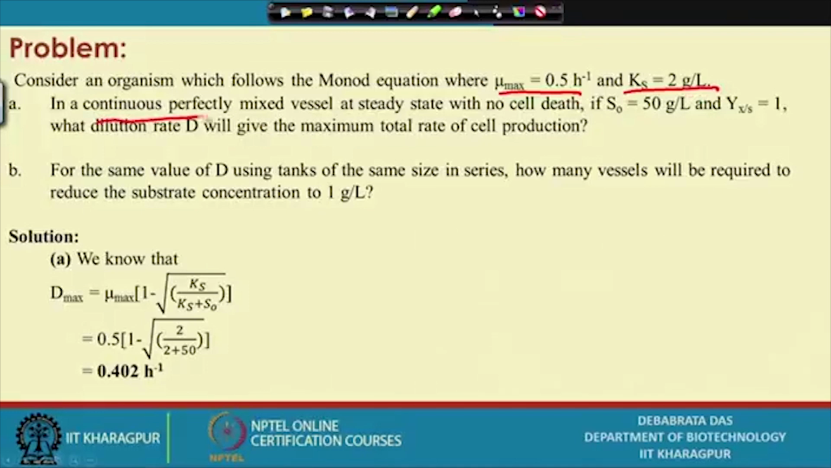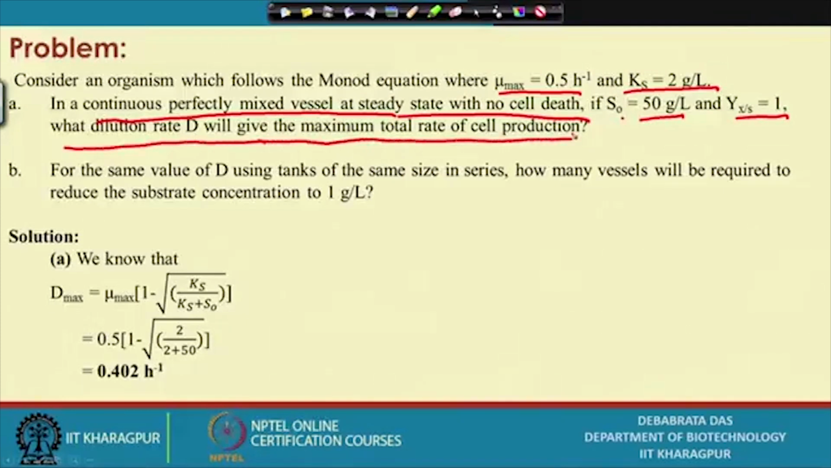In a continuously perfectly mixed vessel at steady state, with no cell death, S0 equal to 50 grams per liter, Yx/s is 1. What dilution rate D will give the maximum total rate of cell mass production? So, what dilution rate D? That equation we already know: D max equals mu max times 1 minus root of Ks over Ks plus S0. We put in the different values and we can find D max. We do not have any problem with D max, because we can solve it very easily.